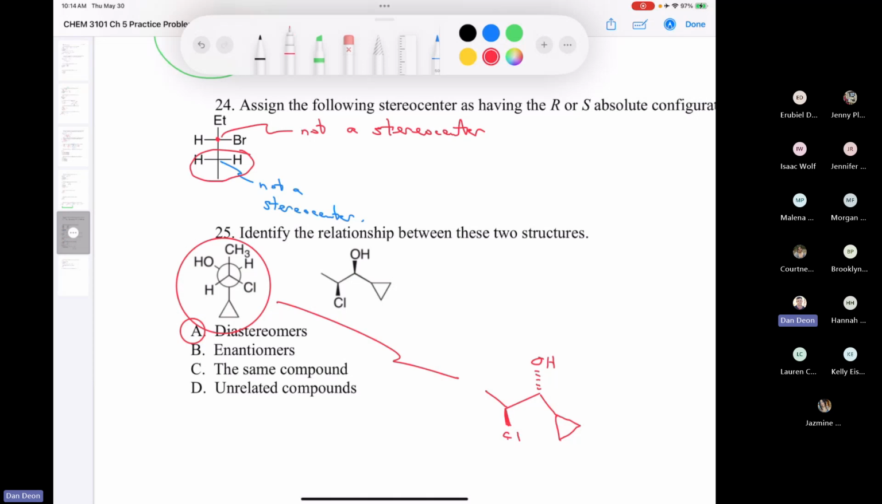Another option would be to look down this carbon-carbon bond and draw the Newman projection. Here's my Newman projection. I've got my methyl group at the top, so that's the same. I've got my cyclopropyl down at the bottom, that's the same. On the front, I've got my chlorine and my hydrogen on the same side as the one in the red circle. But in the one in the back, I've got my hydroxyl group on the same side as the chlorine. So you can see that these two are not the same, but only one stereocenter is inverted, and so they'd be diastereomers.